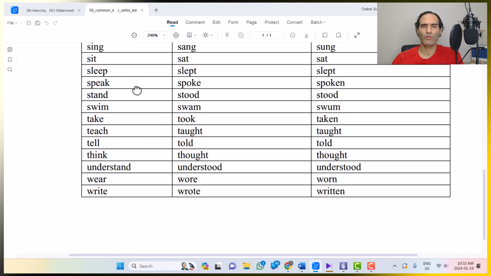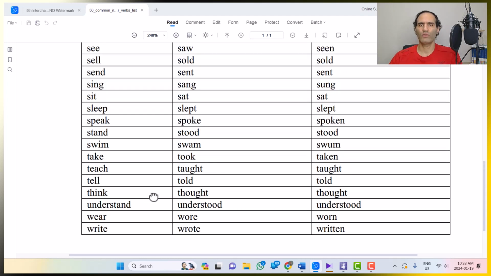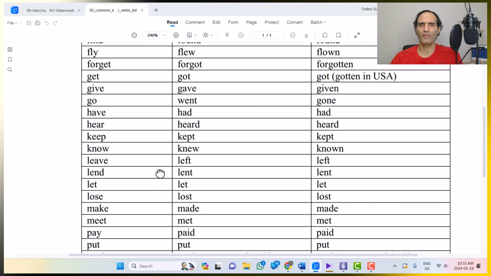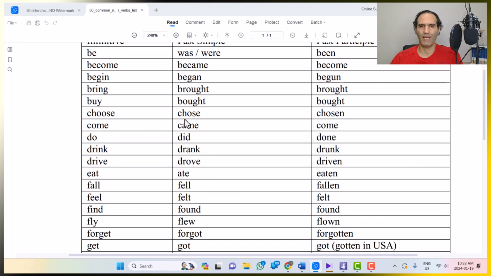Speak, spoke. Stand, stood. Swim, swam. Take, took. Teach, taught. Tell, told. Think, thought. Understand, understood. Wear, wore. Write, wrote. So here we have teach, taught. Think, thought. Got it? So here now we just need column 2 of this for past tense.